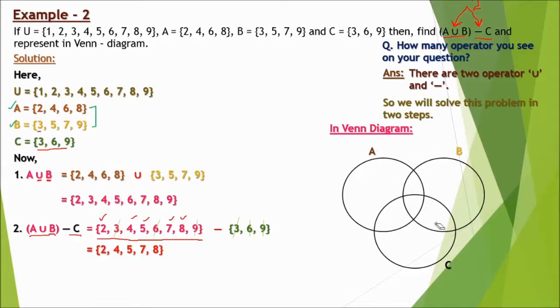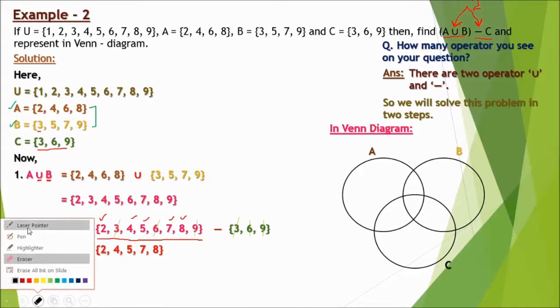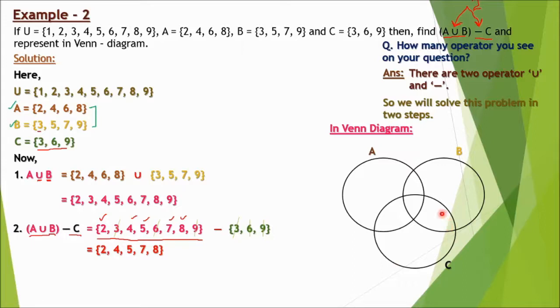So let's consider this area. We have to fill the element on this part, only this part. So B and C, let's see on set B and C. This is the set B and this is the set C. You can clearly see 3 and 9 are common on B and C. So let's write 3 and 9.